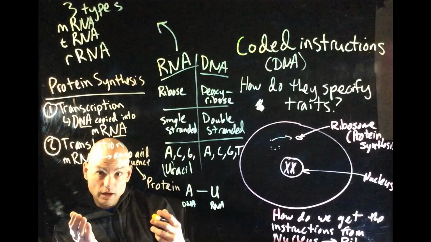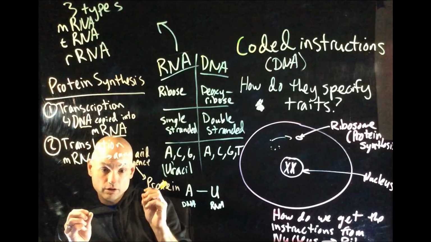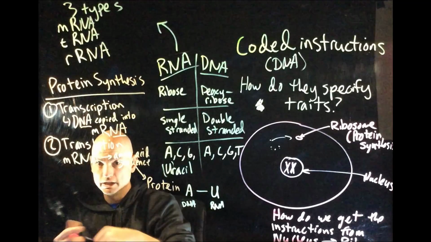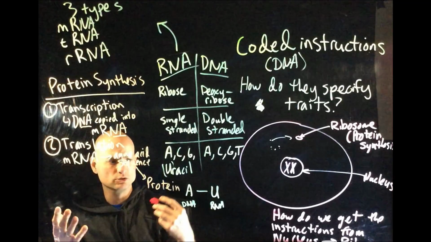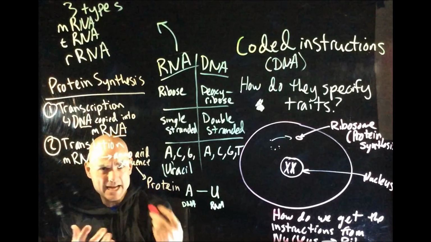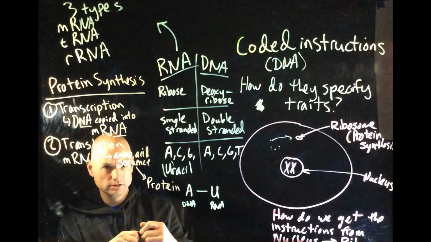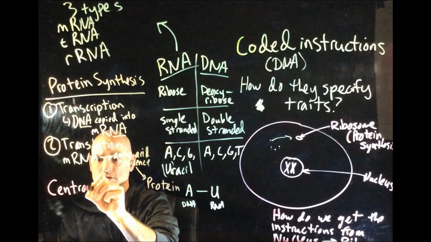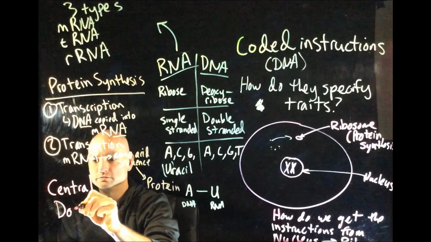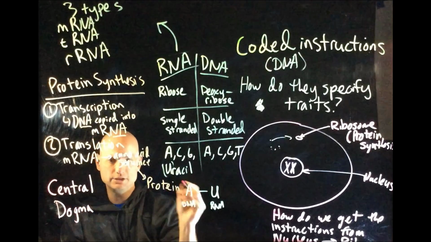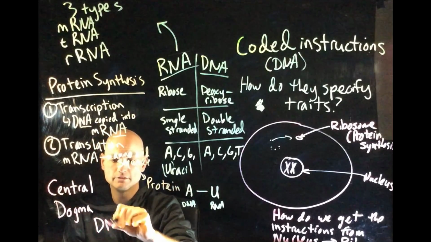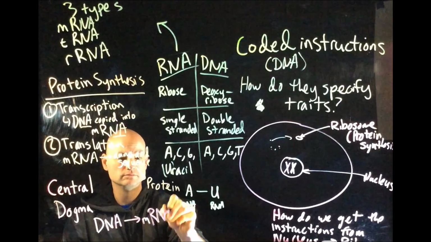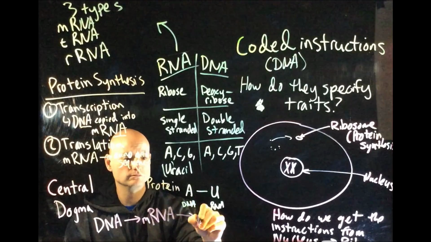So here we are. We are at that point where we can talk about this amazing idea. It's like a central idea, a main idea of genetics. They call it the central dogma. Dogma is idea. And that is this. We go from DNA to mRNA to a protein.